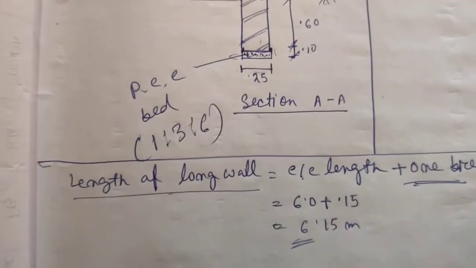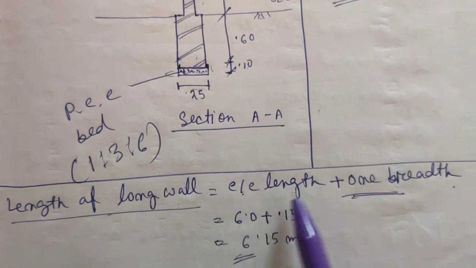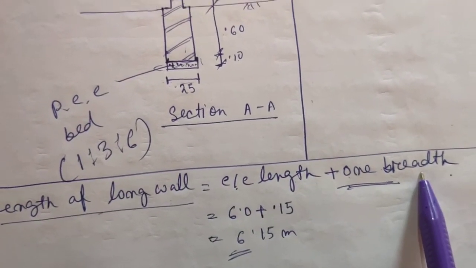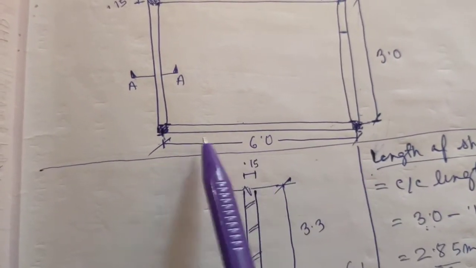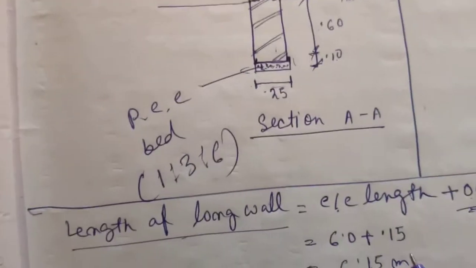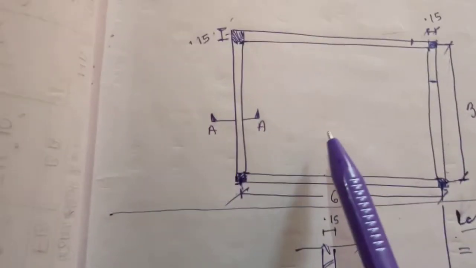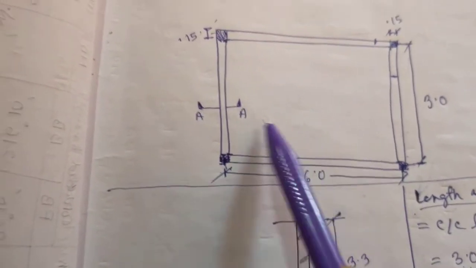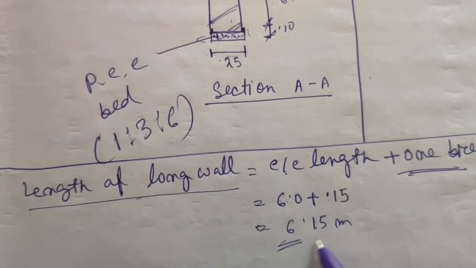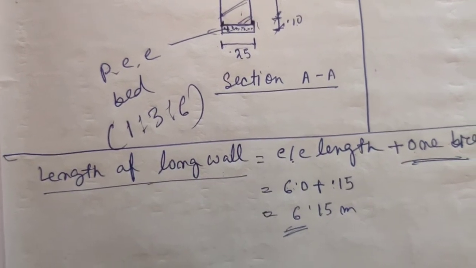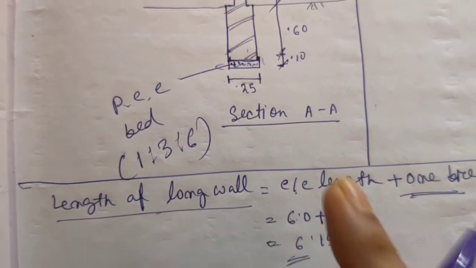Just like that, the length of the long wall. The expression to find out the length of the long wall is center to center length plus one breadth. What is the center to center length of the long wall? It is given as 6 meter. So center to center length is 6 meter plus 1 times breadth. What is the breadth of this wall? It is 0.15. So 6 plus 0.15 is equal to 6.15. This is the length of the long wall. So in this way, based on these lengths, we will calculate the different quantities.